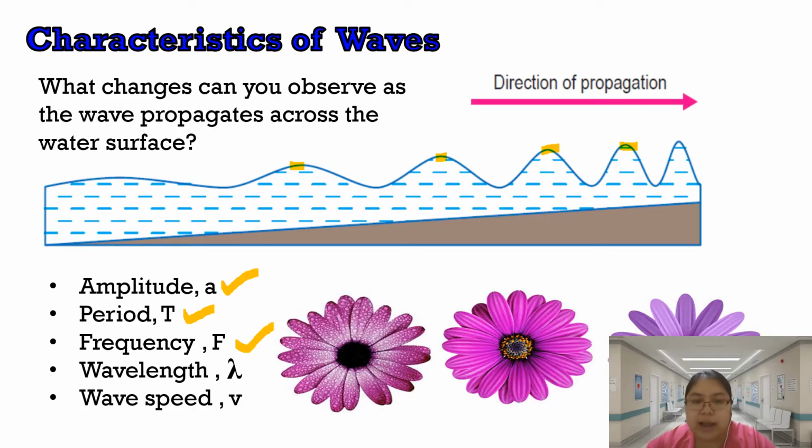Then wavelength. Wavelength is the distance of the wave. From this part to another part, how long is the distance? So we call it wavelength. And the last one is wave speed. That means how fast the wave travels. That one we call wave speed. Now we go through them one by one.